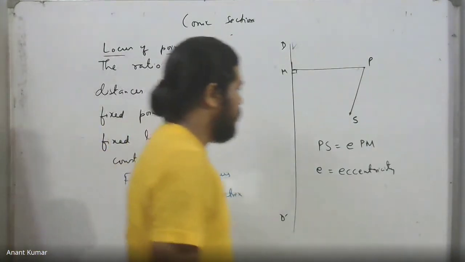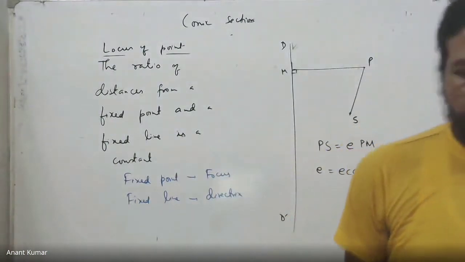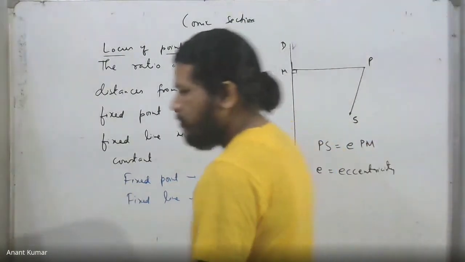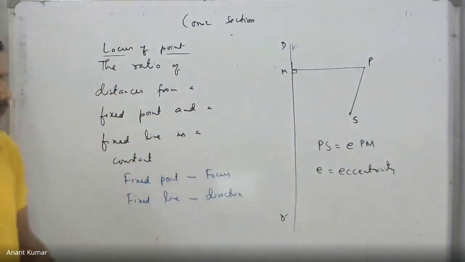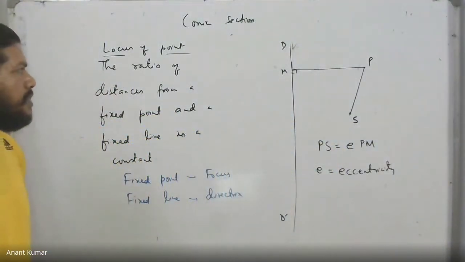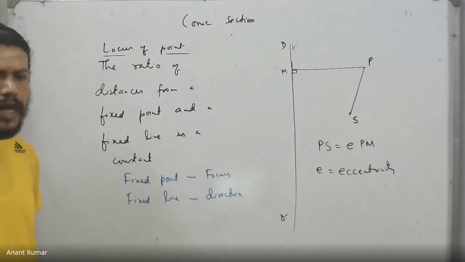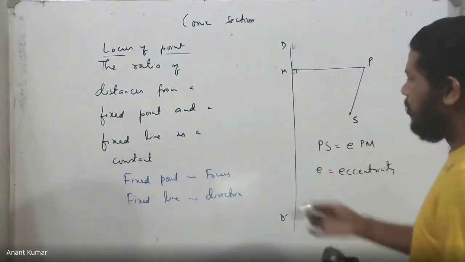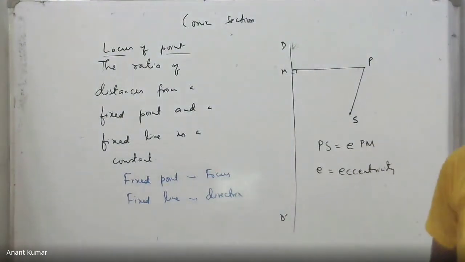Okay, I was saying that the constant ratio is eccentricity. So for a conic section, we shall always have PS equal to E times PM, P being the variable point, S being the fixed point called a focus, and PM being the distance from the fixed line, which is a directrix. Now DD prime is the directrix, S is the focus, and E is the eccentricity.